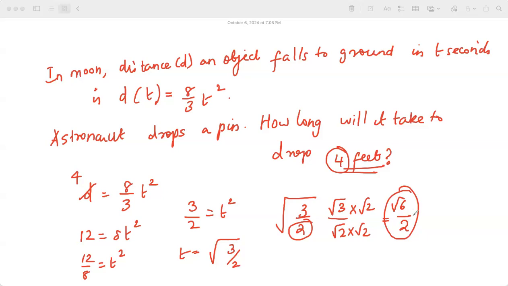In your denominator, you can never have a square root, which is an irrational number. If you have an irrational number in your denominator, you will have to rationalize it. It is quite important, guys. You'll get the answer as square root of 6 divided by 2. Any questions here? So that many seconds it takes for the pin to fall down 4 feet. Can I move on?